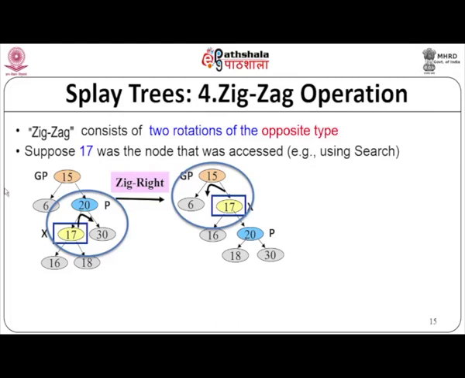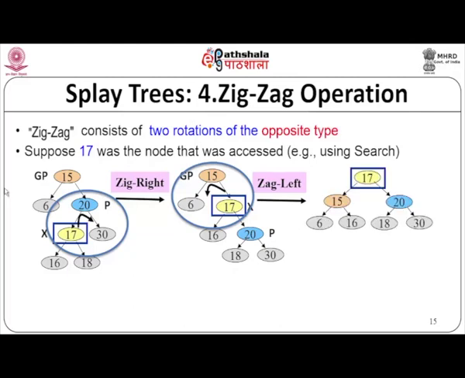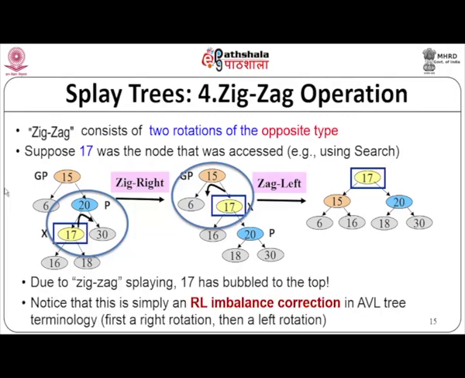So, zig right, and then you do a zag, which is the left rotation. So, zag left, and now what we wanted was 17, which has bubbled to the top of the tree. So, this is a zigzag operation. Due to zigzag splaying, 17 has bubbled to the top, fine, and notice that this is simply an RL imbalance condition where we did first a right and then a left, like we did in an AVL tree.